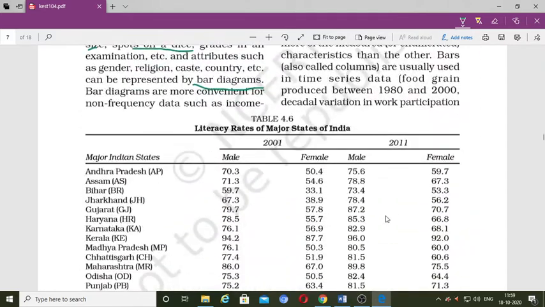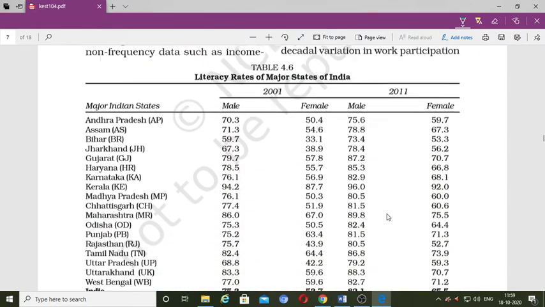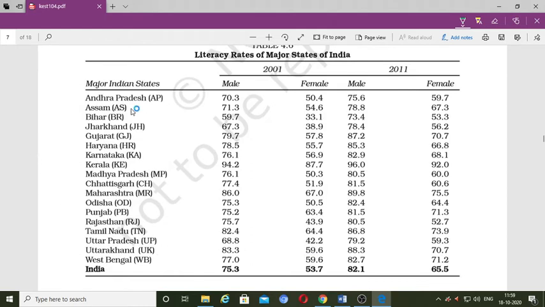Next is literacy. This is a table of literacy rates of major states of India. Literacy rates of male and female of 2001 and 2011 are shown in this table according to the characteristics. Male and female are all attributes, qualitative data. The table clearly shows that in Andhra Pradesh this much male literacy and female literacy was there in 2001. In the same manner, you can understand this table. But what is the utility of this table?